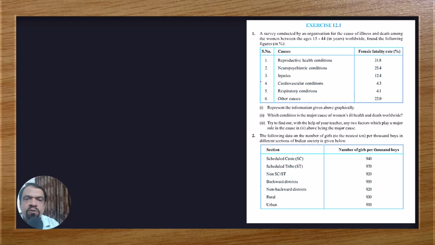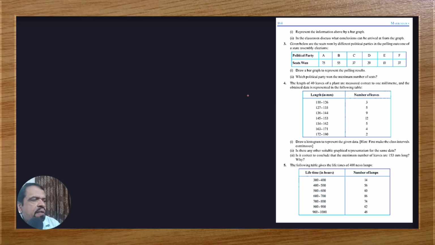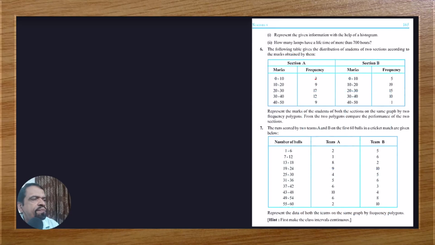Exercise questions I already uploaded on my YouTube channel. You can find them in class 9 maths statistics. And these questions, this fifth one, fourth one is important, and this sixth is also important, because you are given two frequency charts, this one and this one, and you have to compare them on the same graph. On the same graph, you will get the two frequency polygons like this.